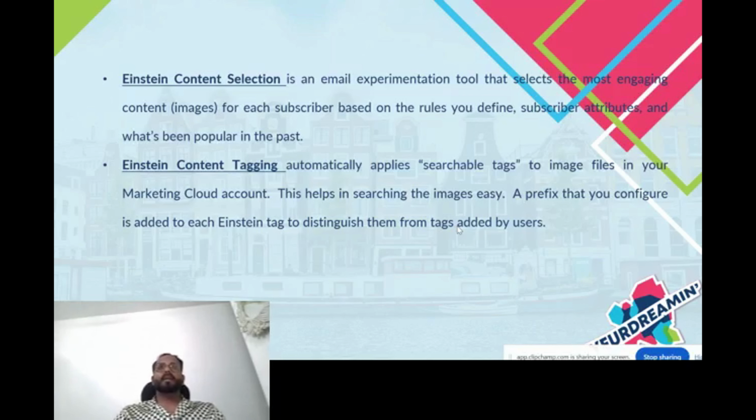Imagine you are storing more than 100 or 200 images in Salesforce Marketing Cloud. You're hosting those images, and for example, you need to search for a particular image. It's a very chaotic and tedious process to search for a particular image in the ocean of images, right? In this scenario, Einstein content tagging comes into the picture, wherein we apply tags to all those images, and it becomes super easy to find the particular image based on the tags which are available. Now all those features are available in different editions of Salesforce Marketing Cloud.